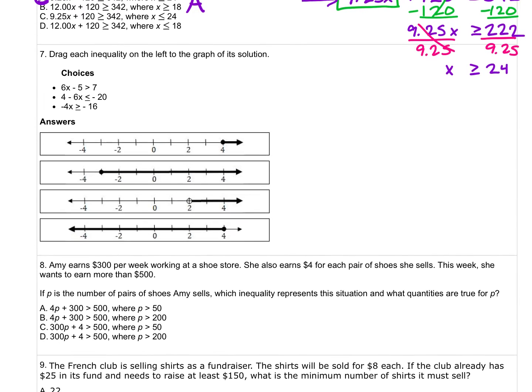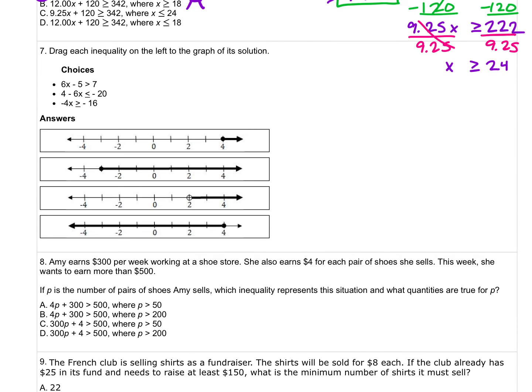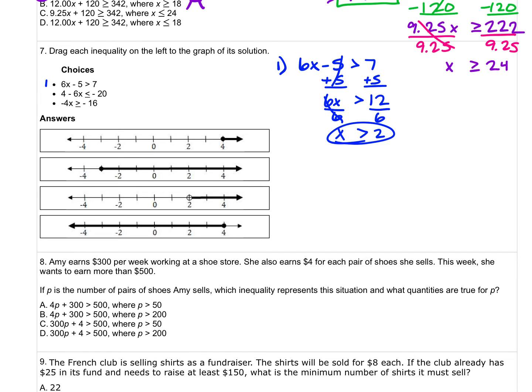Number 7, we're solving each inequality and figuring out which ones match with which ones. So the first one, we have 6x minus 5 is greater than 7. Going to add 5 to both sides of the inequality. So 6x is greater than 12. Divide both sides by 6, and x is greater than 2. That matches this third choice. It's got an open dot, and we'll call that choice C.